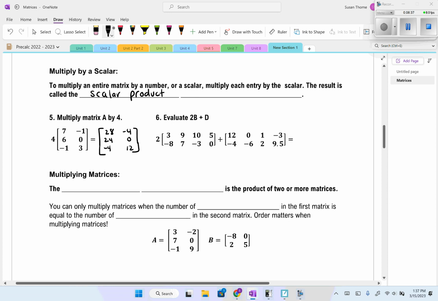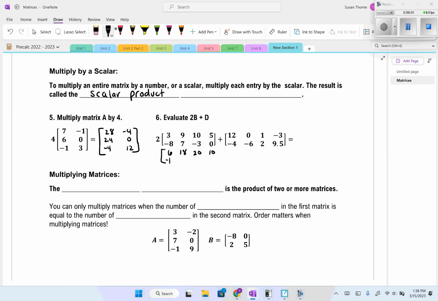Over here, we would do the same thing, multiply 2 times all these numbers in our matrix, and then we would add that to the second matrix. So just by multiplying by 2 for these, we would get 2 times 3, which is 6. 2 times 9 is 18. 2 times 10 gives us 20. This would be 10, negative 16, 14, negative 6, and 0. And we're adding that to the matrix above.